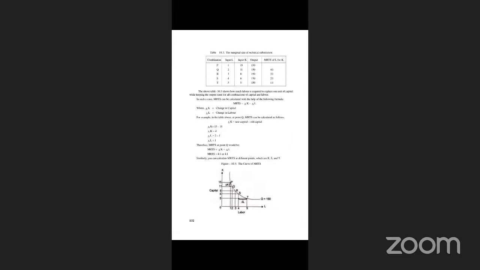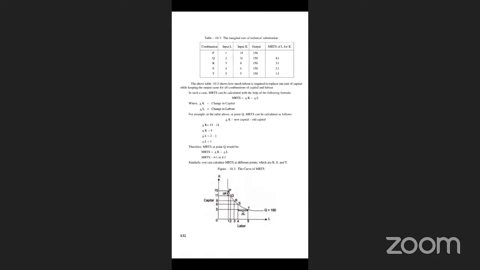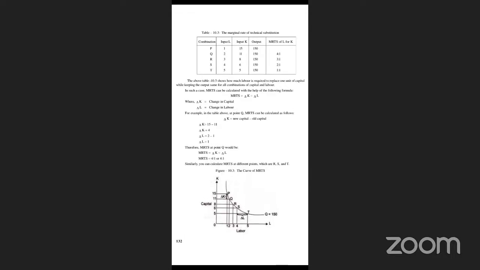Now, the marginal rate of technical substitution. Technical substitution is where, for the combination of inputs like L and K, the given output is explained, referred to as MRTS. It is any change in K divided by any change in L. The result is plotted on the graph, where you calculate MRTS at different points, where R, S, and T have been plotted.